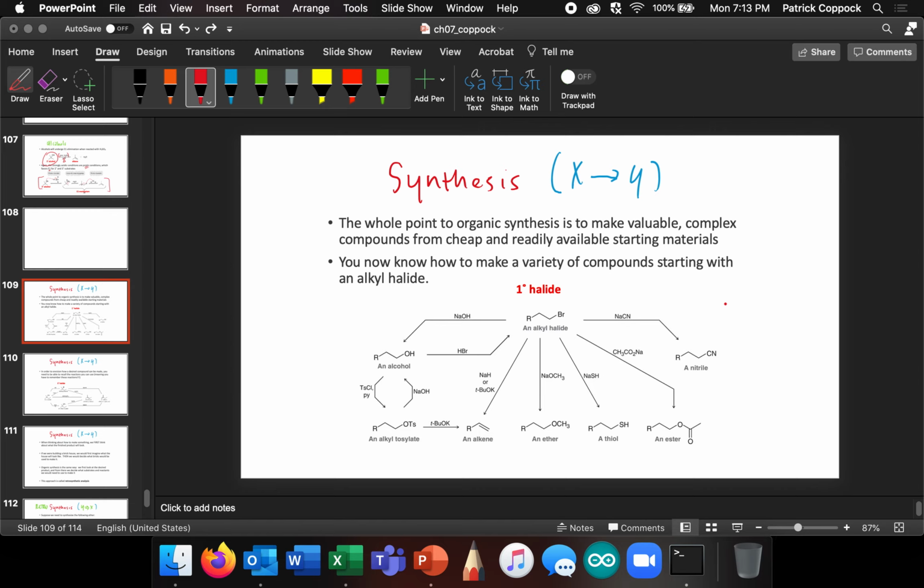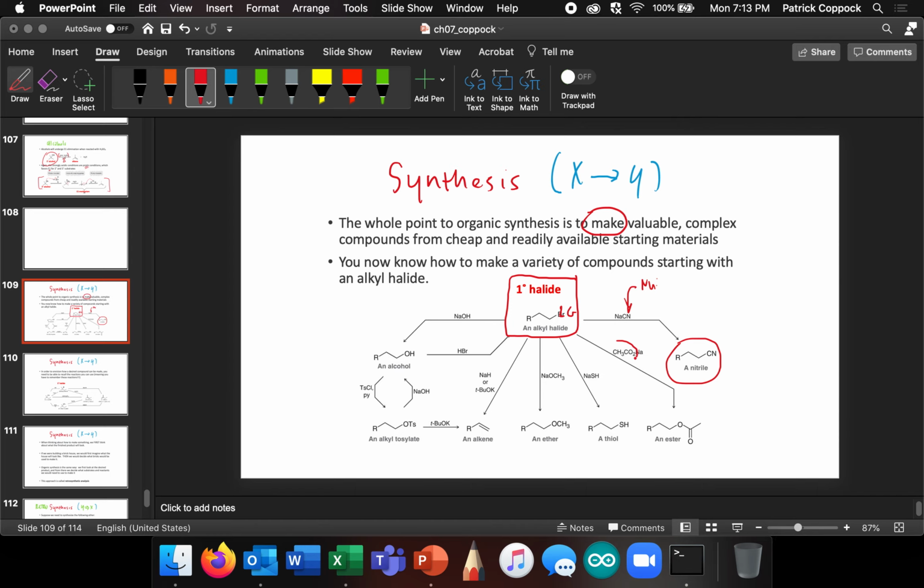Okay, so the whole point to organic synthesis is to make valuable complex compounds from cheap and readily available starting materials. That may not have been obvious up to this point what we're doing, but we're actually taking something like this, a primary halide, and we're making something kind of cool out of it, right? All we have to do is bring in a nucleophile that looks like that. There's my nucleophile. I've got my leaving group right here, right?